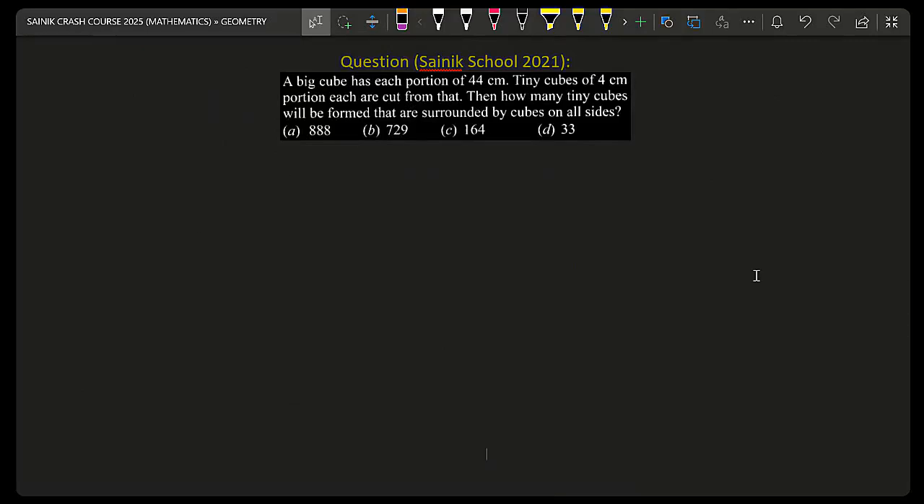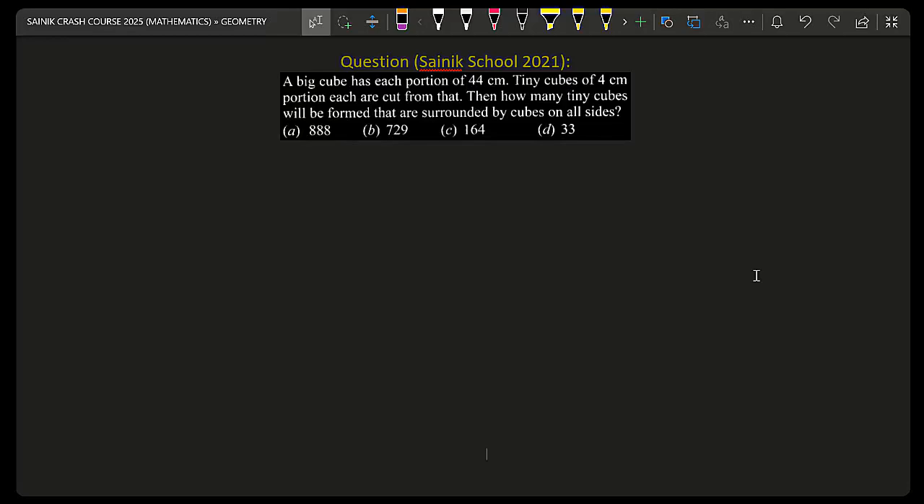Daksh, can you read the question? A big cube has each side of 44 centimeters. Tiny cubes of 4 centimeters side each are cut from that. How many tiny cubes will be found that are surrounded by cubes on all sides? You understood the question or not? Understood.